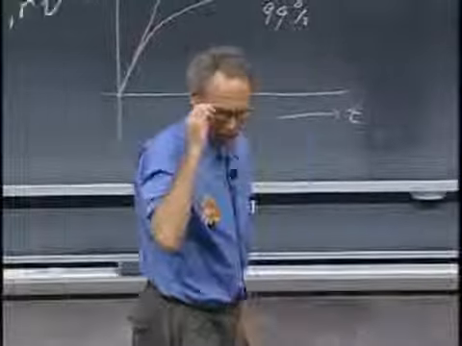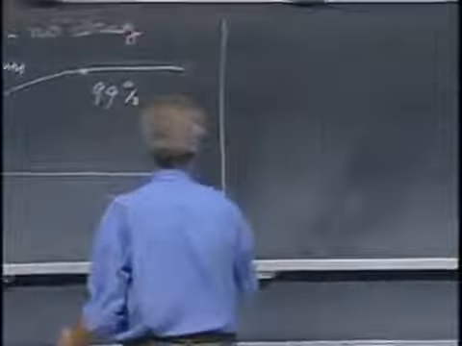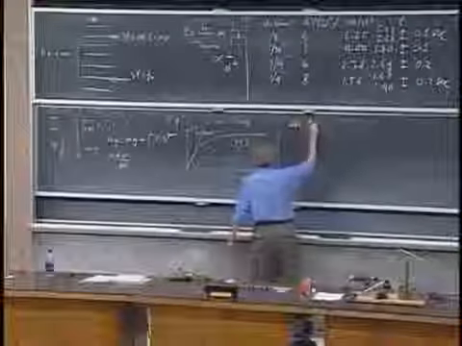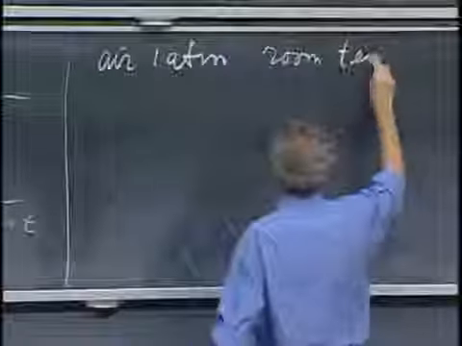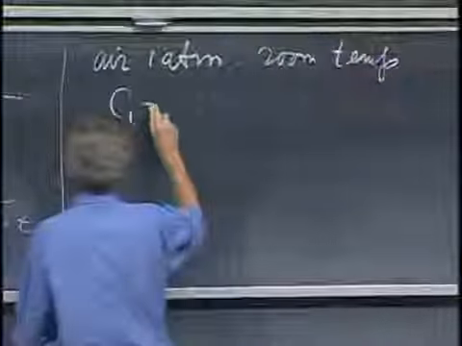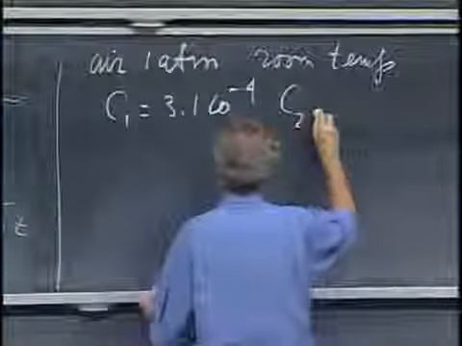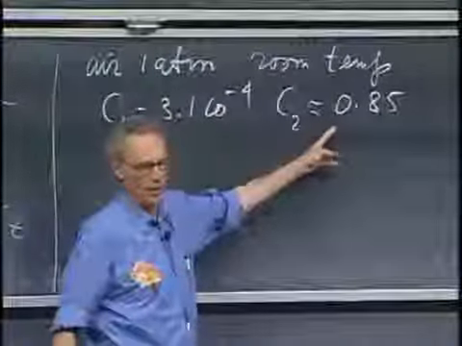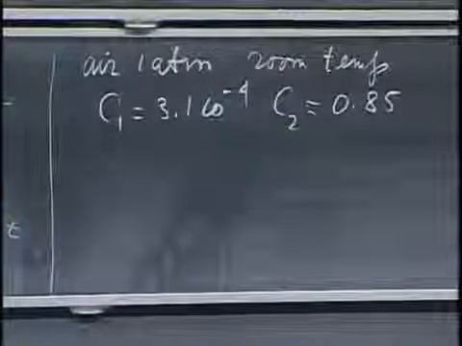So now I want to turn to air. Air, of course, behaves in an extremely different way. The principle is the same, but the values for C1 and C2 are vastly different. If we take air at 1 atmosphere, and we take it at room temperature, then C1 is about 3.1 times 10 to the minus 4 in our units, and C2 is about 0.85. This is very close to the density of air, which is about 1 kilogram per cubic meter, which I told you earlier, C2 and rho are very strongly related.